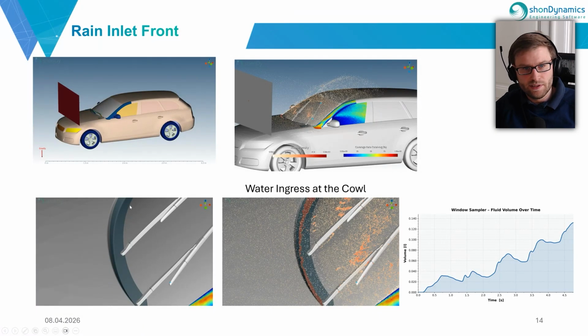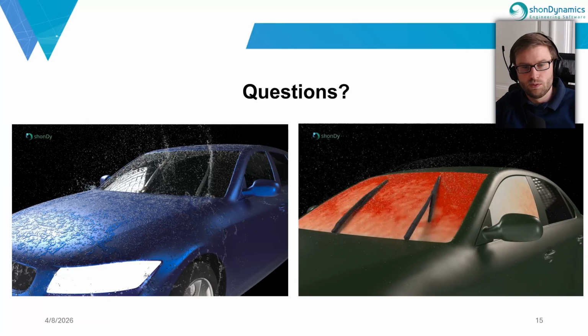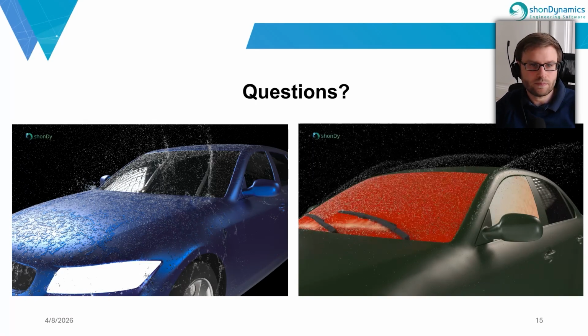Also, shonDye gives you the freedom to put some sample windows in the cowl of the car. The cowl is the space between the windshield and the engine hood. So you can check how much water will go there and how much water has to be handled there. Here, as an example, after the simulation, you get 140 milliliters in the front of the car. So this has to be removed from there as well.